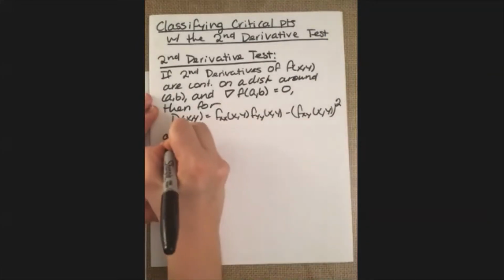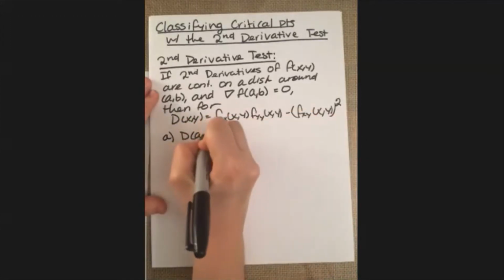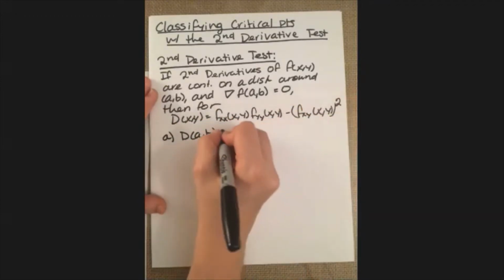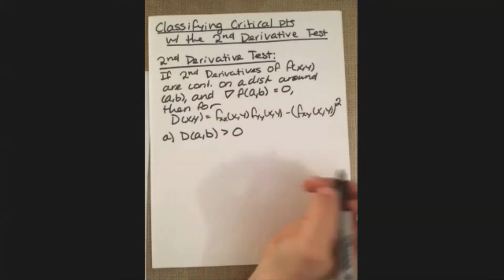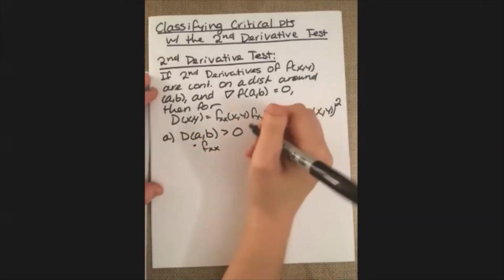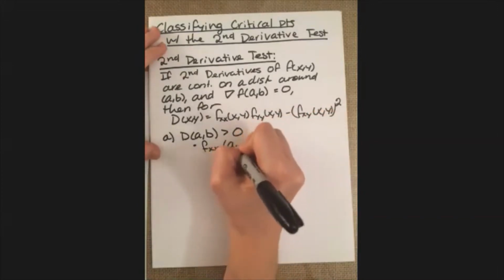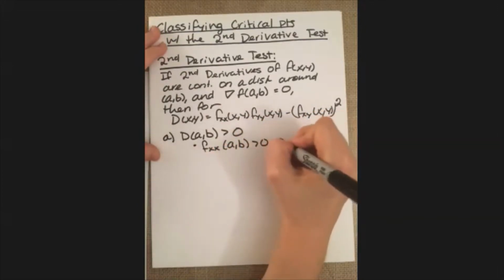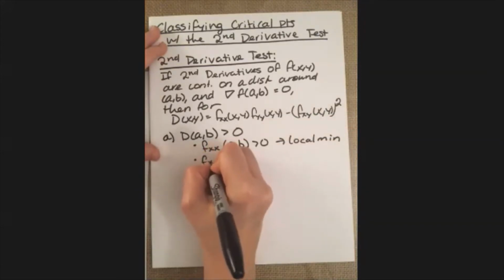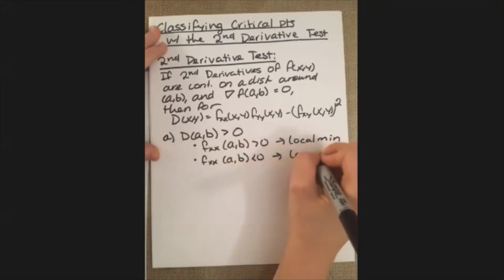So our first case is that when we take this whole thing here and evaluate it at our critical point, this is greater than 0. And if this winds up being the case, then we have something further that we have to test. We need to check our second partial derivative with respect to x at that point (a,b). And if this is greater than 0 as well, we have a local minimum. And if it is less than 0, we have a local maximum.